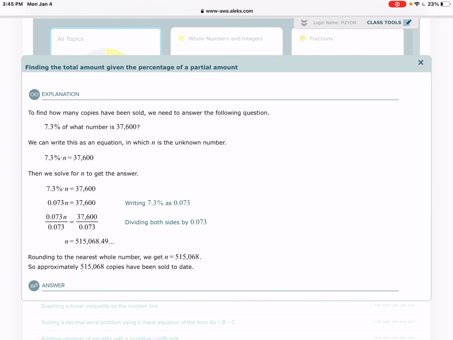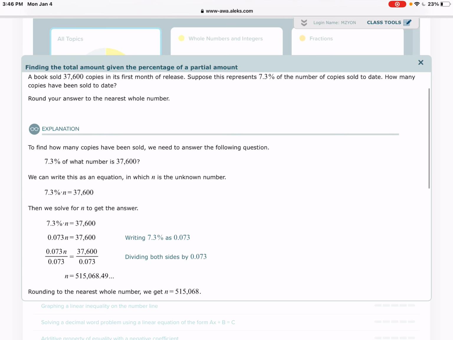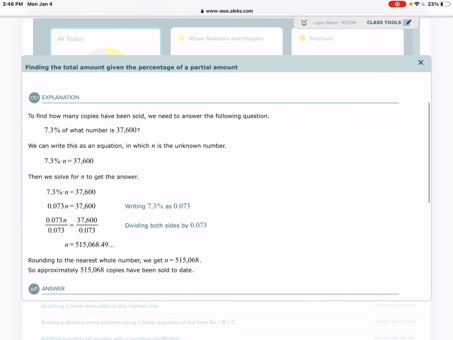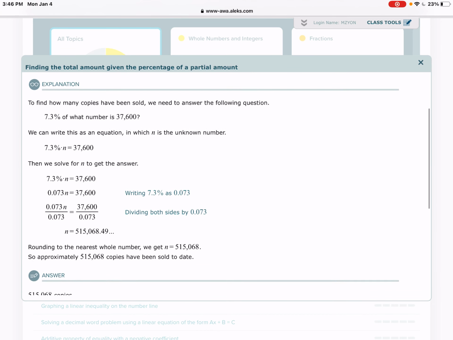They just haven't changed it until a couple lines down to the 0.073. They have times N equals 37,600, and then they divided by the decimal to get N equals 515,068.49. And if I remember right, the directions said round our answer to the nearest whole number, because we're talking about books, right? Not parts of books. So rounding to the nearest whole number, we're going to get N equals 515,068.